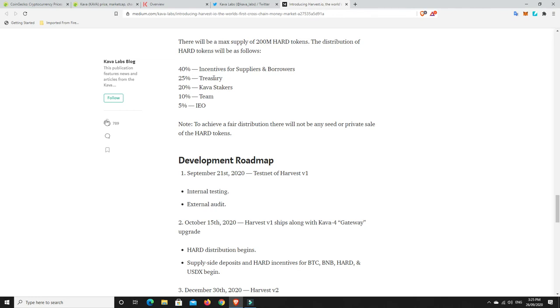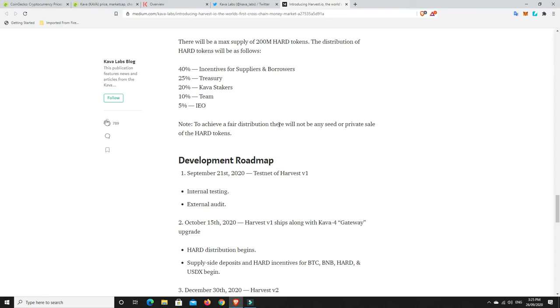25% goes to the treasury. 20% to KAVA stakers, so anyone who's staking KAVA is going to get some of that. 10% goes to the team, which is fair. They've built it. They need to be rewarded, and that money will go towards further building of things like this. And 5% goes to the initial exchange offering and things like that.